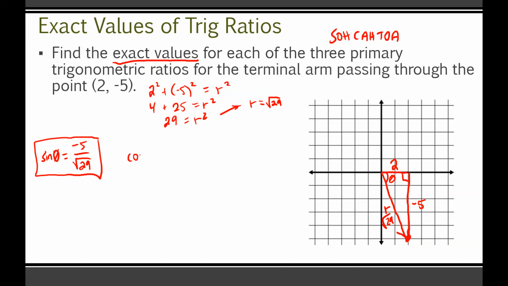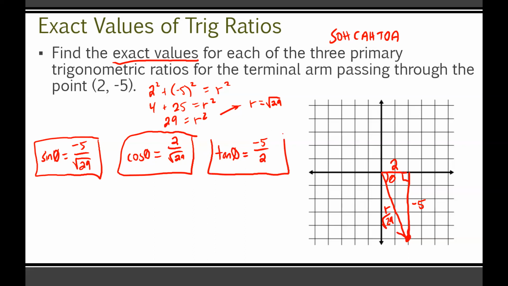Now let's do the other two, cosine theta. Cosine theta is adjacent over hypotenuse. Adjacent is 2. Hypotenuse is square root 29. That one is all done. And then the last one, of course, tan theta. Tan, as you can see in SOHCAHTOA, is opposite over adjacent. So opposite is -5 and adjacent is +2. I guess you could simplify that, like -5 divided by 2 is just -2.5. I'd leave it as a fraction. It really doesn't make much of a difference either way. And those would be your three answers.